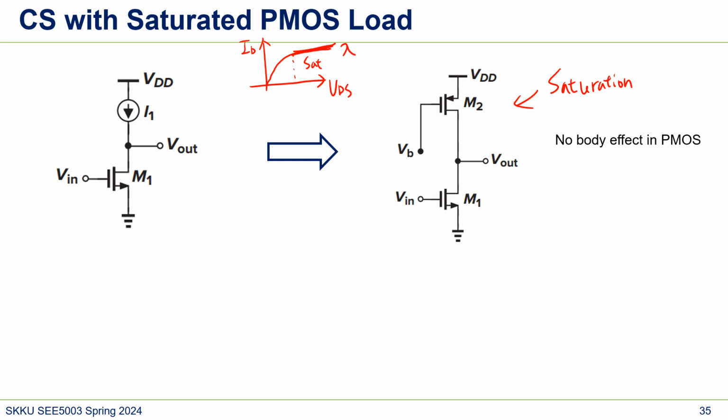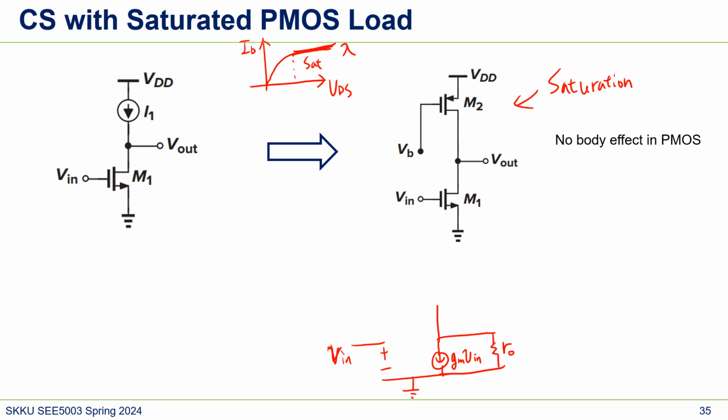And now let's calculate the gain. Let's draw a small signal model. For Vin, plus minus, here's Vin, right? And here we have gm Vin and ro. Now we cannot ignore ro, right? Then how about this PMOS small signal model?